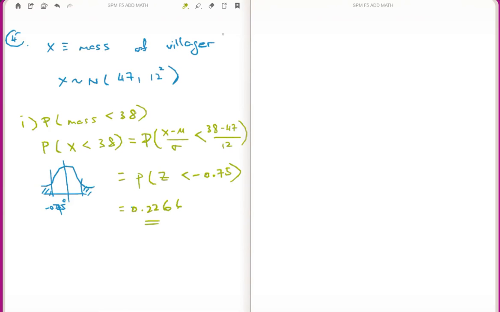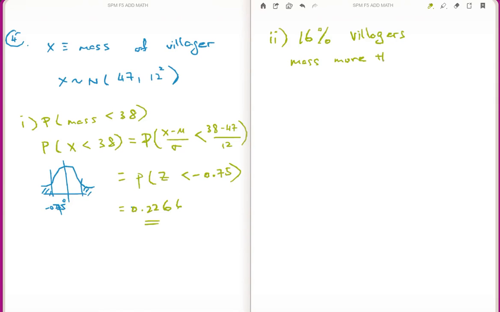Now, the second part. You were told 16% of the villagers have a mass more than m kg. This is the fun part. Now they ask you for the x value. So isn't it fun?